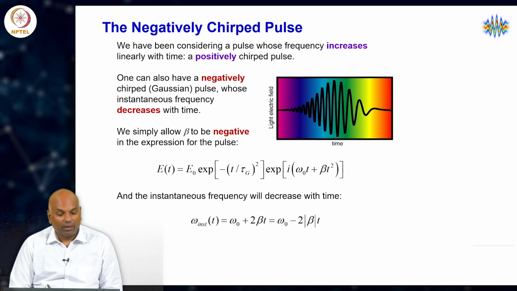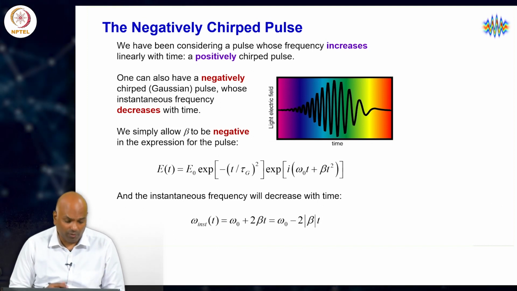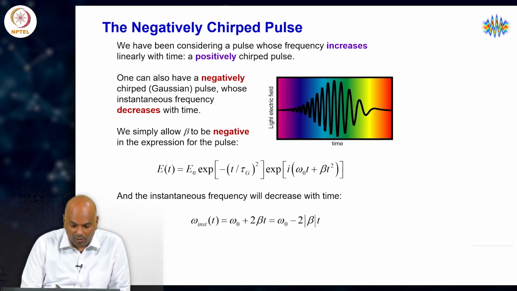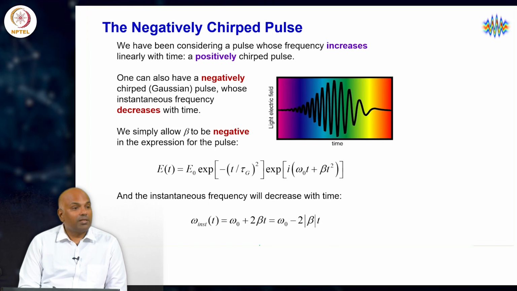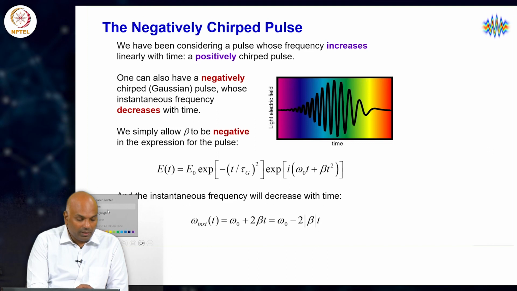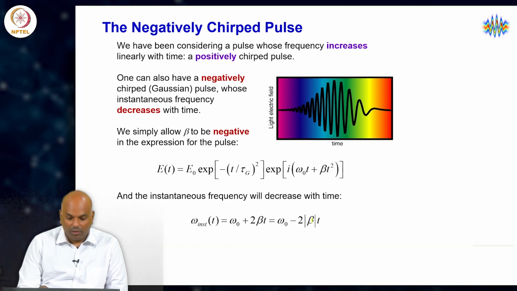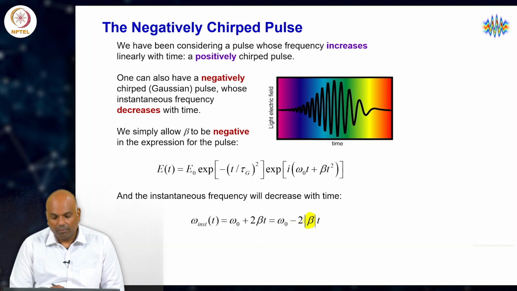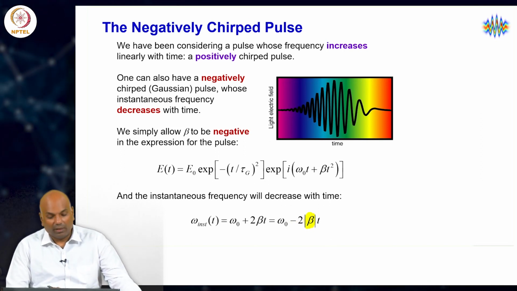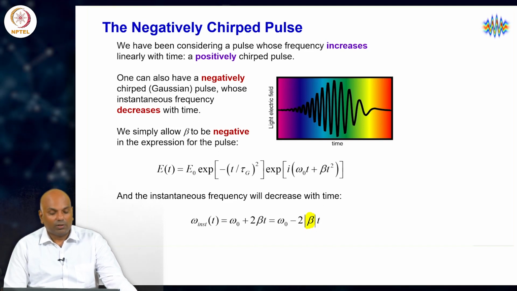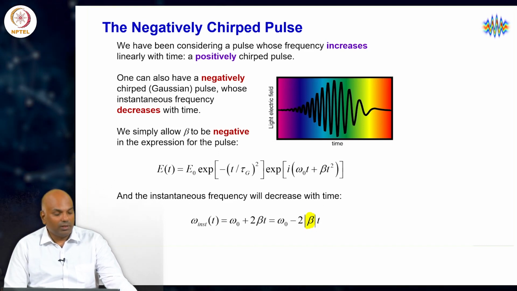Now, a negatively chirped pulse is something different. If we allow beta to be negative, we have already sort of discussed this, then the instantaneous frequency would again be omega naught minus twice beta t, and beta is necessarily negative. We indicate that here by writing beta as minus the absolute value of beta, just to emphasize the negativity, and you see the pulse electric field looks sort of the converse of what it was earlier. So, that is a negatively chirped pulse.